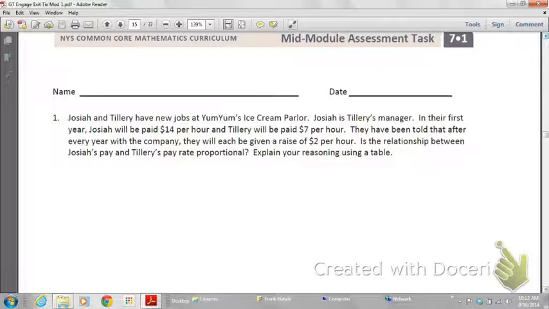The average score on this first question was 2.35. Some had a good deal of success with it, but many did not explain. They just drew the table, because the question down here was, is the relationship between Josiah's pay and Tillery's pay rate proportional? And then explain your reasoning using a table. So they needed to add some sort of text to it as well.